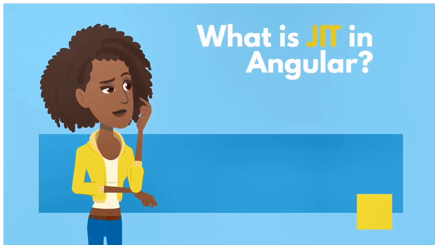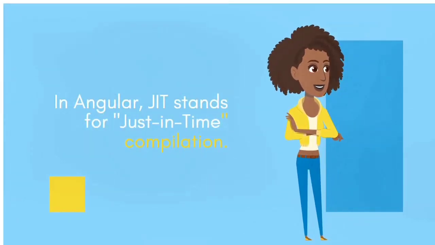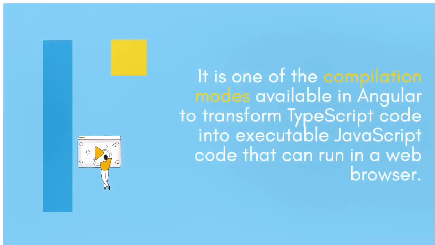What is JIT in Angular? In Angular, JIT stands for Just-in-Time Compilation. It is one of the compilation modes available in Angular to transform TypeScript code into executable JavaScript code that can run in a web browser.